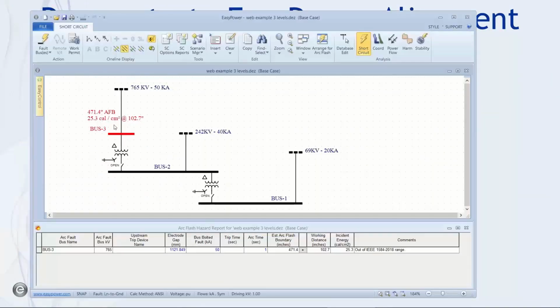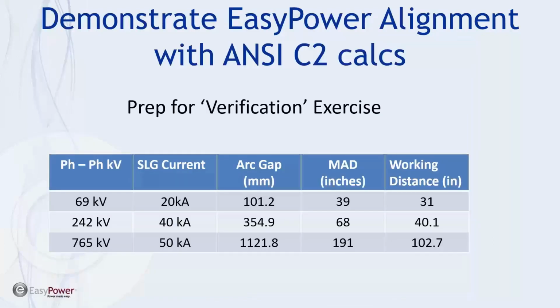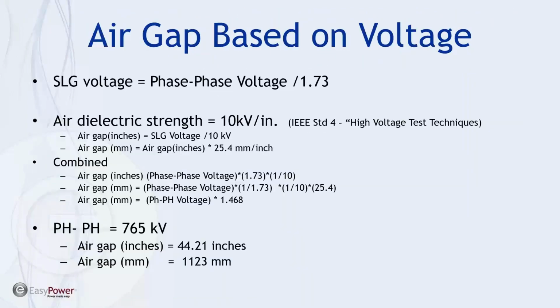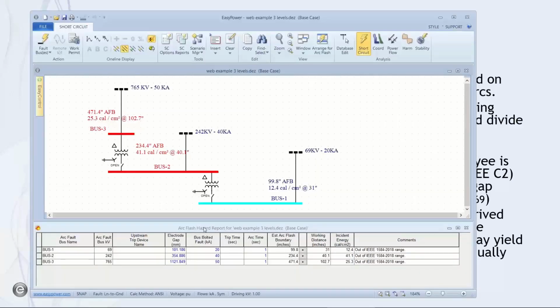All right, so I've got, let's do all three of them. Okay, so the electrode gap matches the 69 kV, the 242, and the 761 for each of the bolted fault categories. And if I want to look at instant energy, I go back to my table and I see for each of those I'm matching the instant energy precisely, or exactly. Does that make sense?